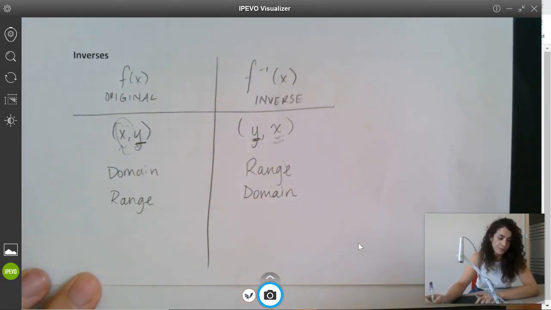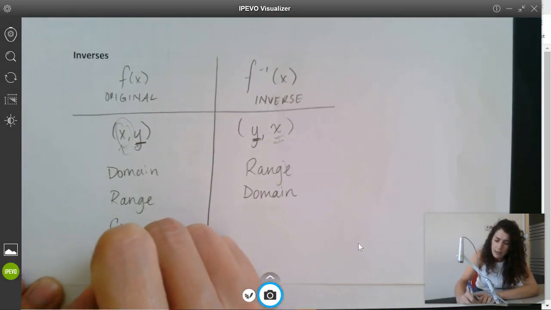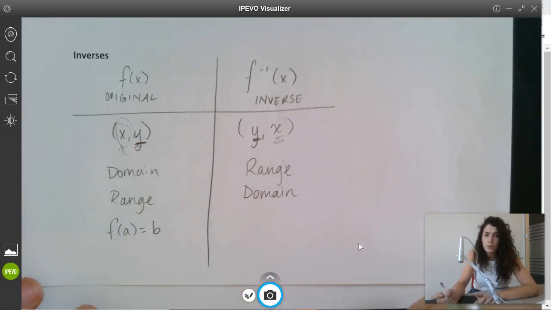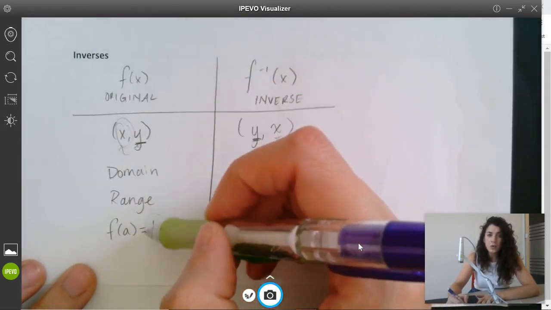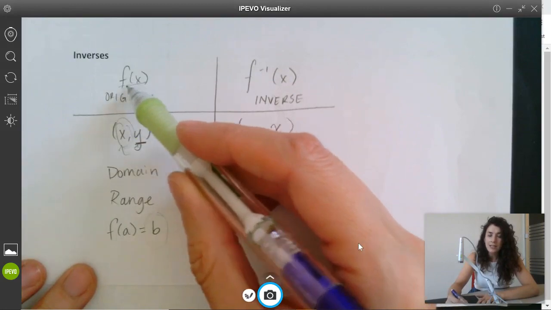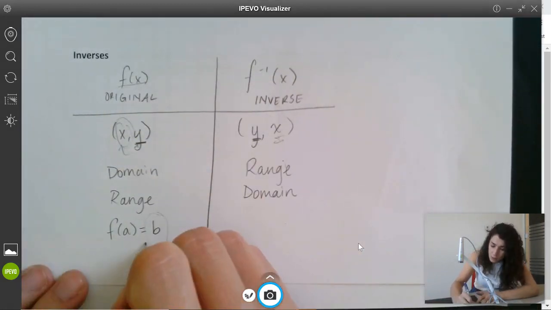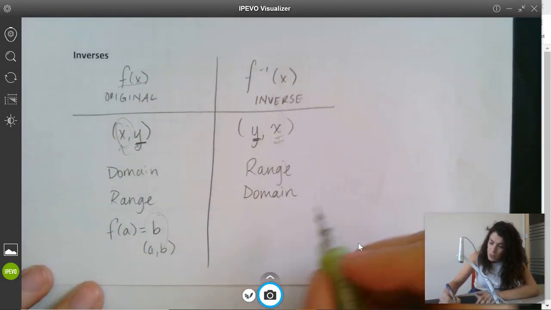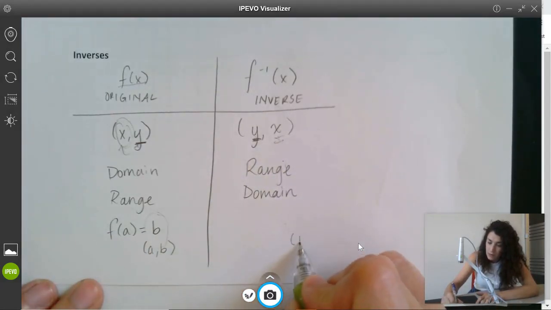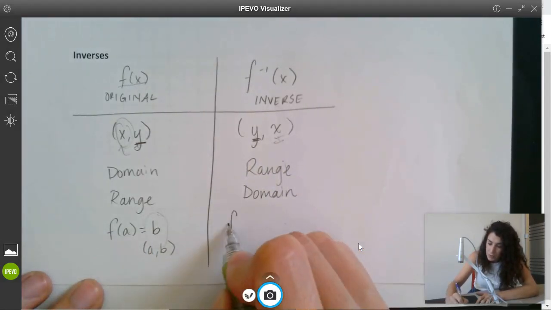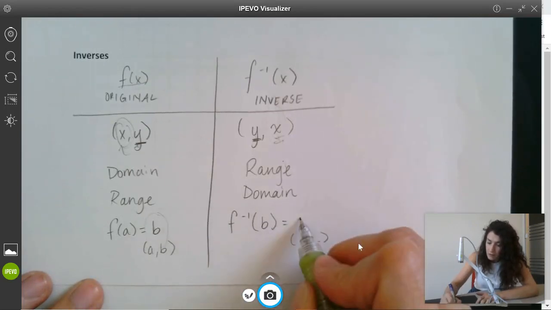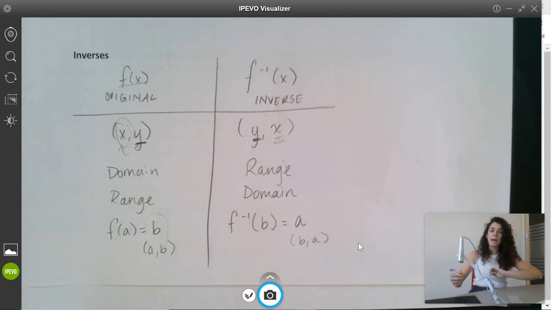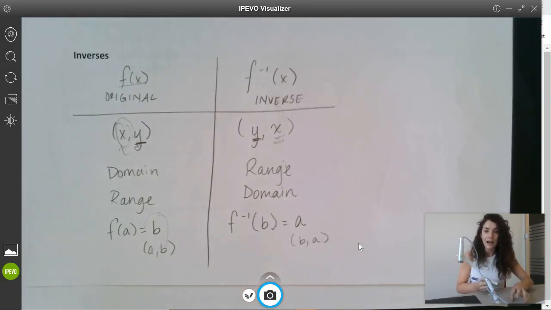A lot of times we're asked about like, hey, f of a equals b, right? Which means you plug in a for x and it results in a value which is like your y value, right? This would be a point a, b. Well, we know that that point is flipped around, right? It becomes b, a, which means that with our inverse function, if we plug in the b value, we would get a back. So those are some reminders about stuff that we learned last year, right?